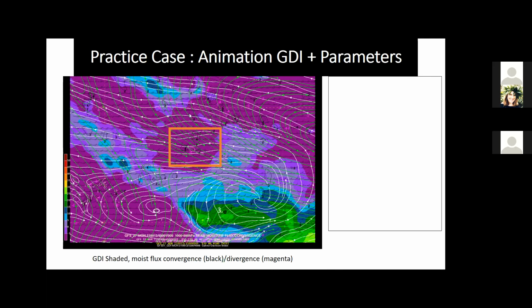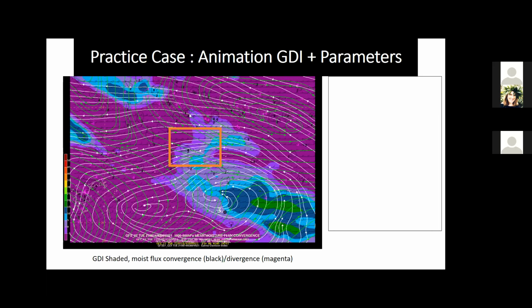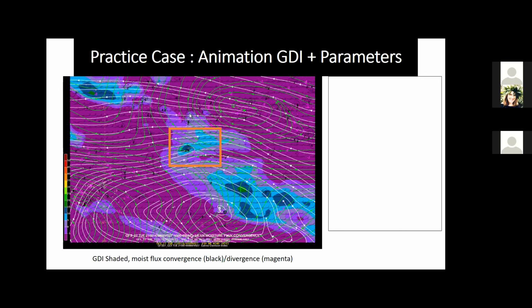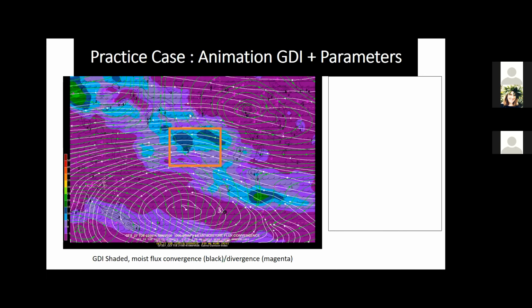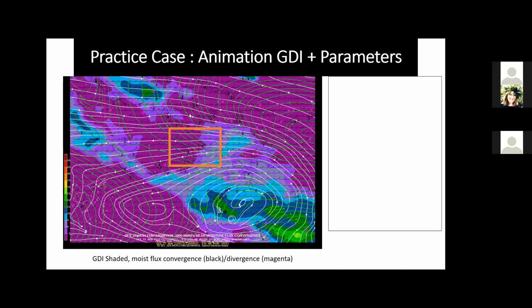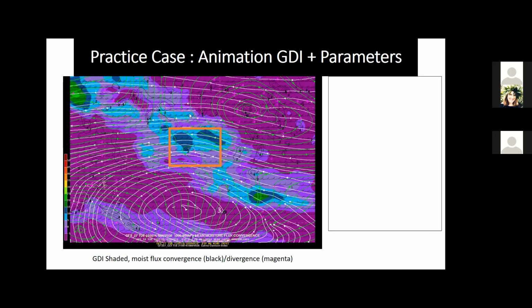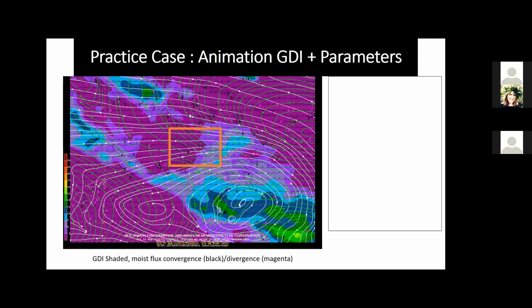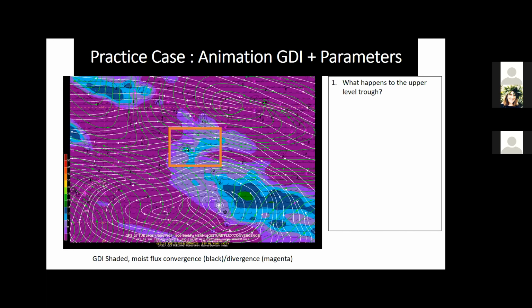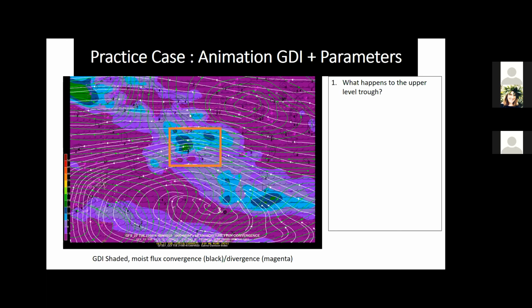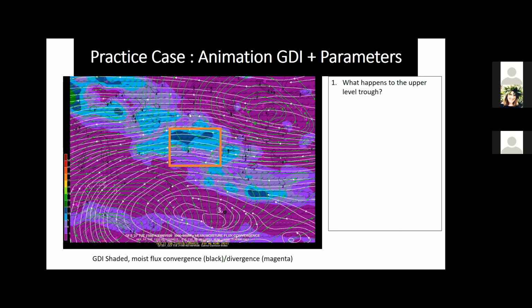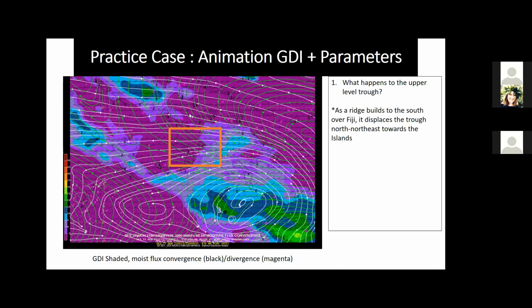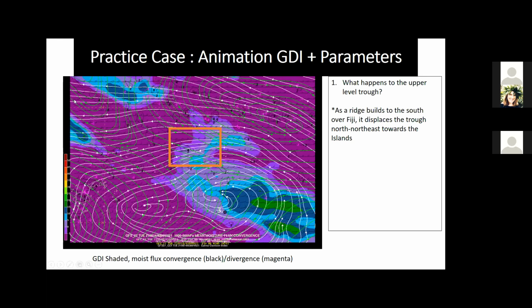So let's look at some practical application. We're concentrating over the Samoas. And we can see that the trough that we saw before is basically advancing towards the north. So the first question, what is happening to the upper level trough? We can see as the ridge builds to the south, this ridge building is pushing the trough towards the north.